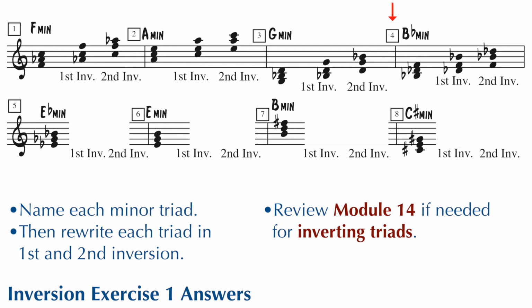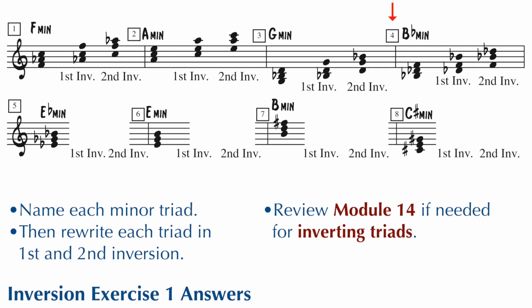To change this root position B flat minor to first inversion, raise that low B flat an octave. Now we have a D flat in the bass, or as the lowest note. That's the third of the chord. So we're in first inversion, D flat, F, B flat. To change that first inversion to second inversion, raise that D flat an octave.